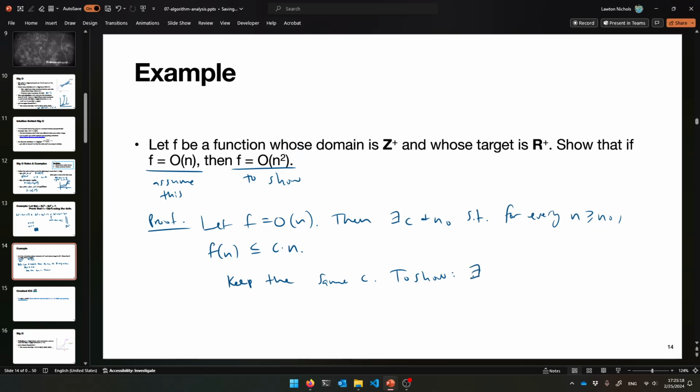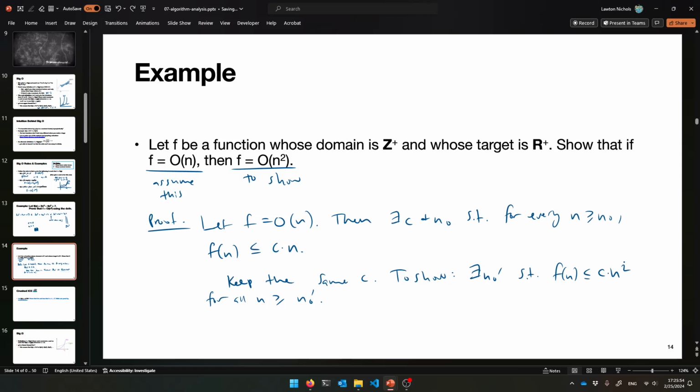So we need to find that there exists an n naught prime, a different one maybe, doesn't have to be the same one, such that f of n is bounded above by that same c times n squared this time, because that's the function g, c times n squared, for all n greater than or equal to this n naught prime. A different n naught. So we need to somehow go from this to this. See that?